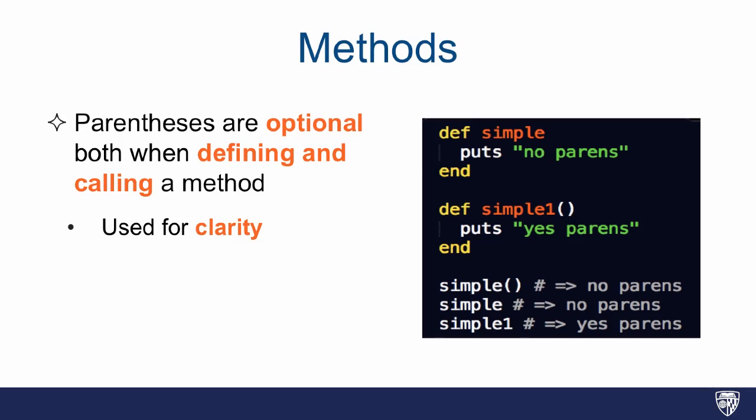Methods can have parentheses, but they are completely optional, both when defining a method and when calling a method. Now, if you feel that using the parentheses makes it more clear to you how the method is written, sure, go ahead and use the parentheses, but there is no need to do so. So let's take, for example, a method called simple. There are no parens when defining it. There are no parens when calling it. No parens at all. Now, you could use parens to call it if you want to, but you don't have to. The method simple1, we're using parentheses over here to define it, but we're not using parentheses to call it. And that's perfectly legal.